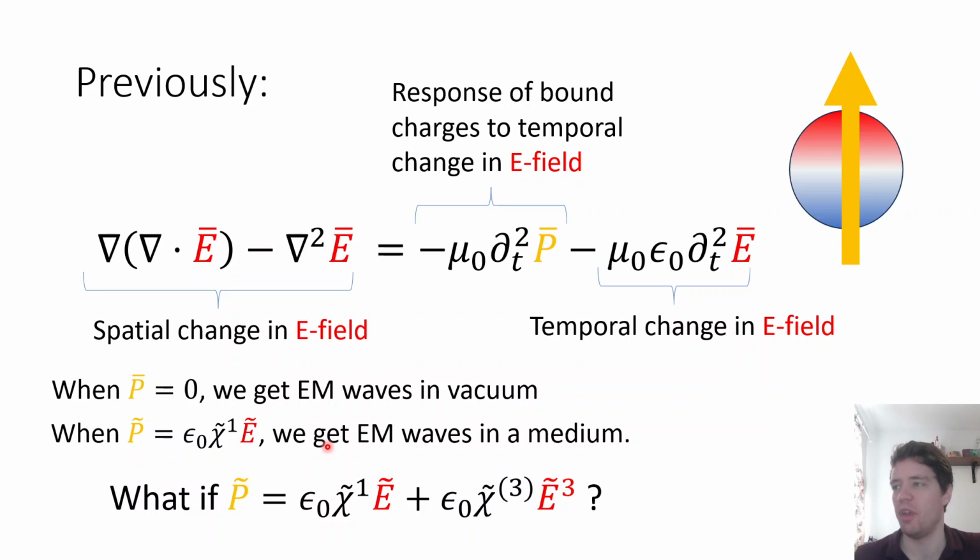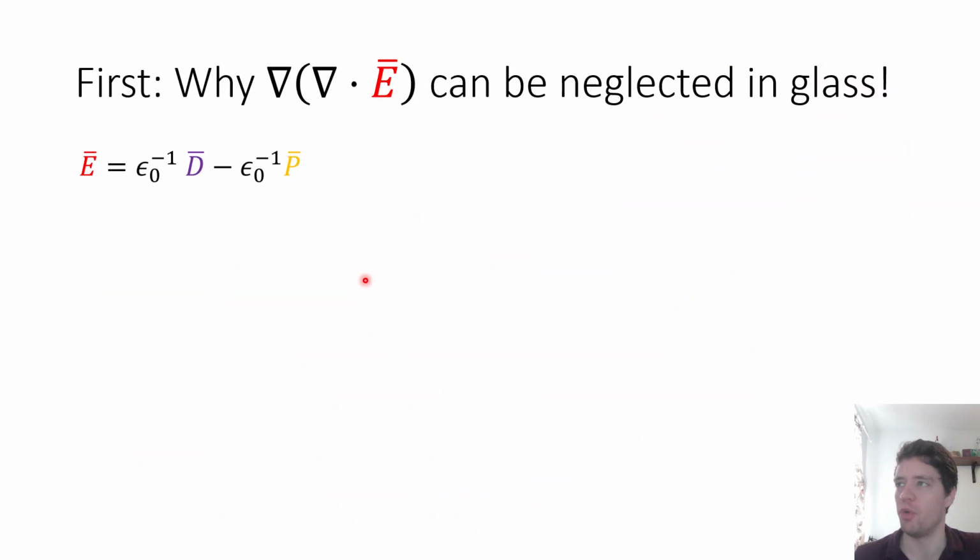But what happens if P is not directly linearly proportional to E? What if it also depends on the cube of the E field via a so-called chi3 nonlinearity? That's essentially what we're going to discuss today. First of all, we should try to understand why the gradient of the divergence of the E field can be neglected in most glass waveguides.